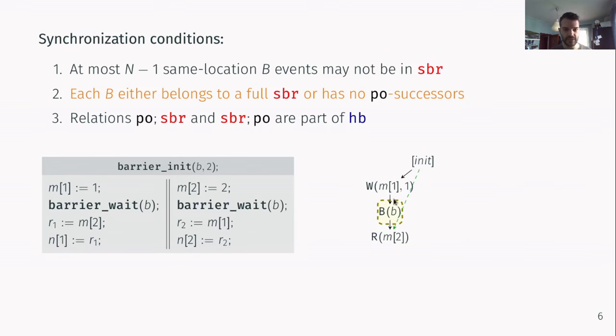This condition says that if a barrier event belongs to an SBR, this SBR needs to be fully formed, so it needs to contain n barrier events. Otherwise, such an event should have no PO successors, and this is why such a graph is forbidden.